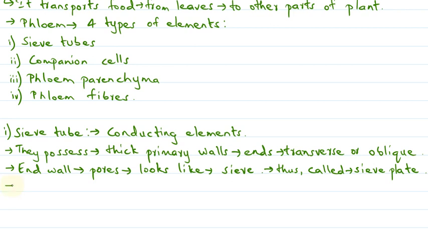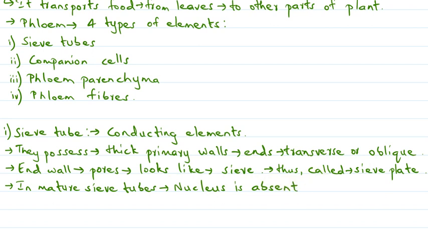Let's see what happens in mature sieve tubes. In mature sieve tubes, the nucleus is absent, but cytoplasm is present in the form of a thin lining layer. This is an important feature of sieve tube elements.